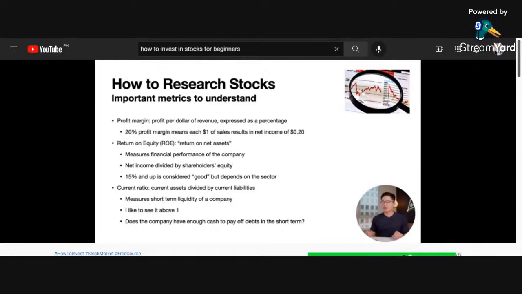Another very important metric that I always look at is the current ratio. And this is basically the current assets divided by the current liabilities. The current ratio is basically going to measure the short-term liquidity of a company. And what I like to do when evaluating companies is see a current ratio that is above 1. This means that they have more current assets than they have current liabilities. And that means that the company does have enough cash to pay off any debts in the short term.